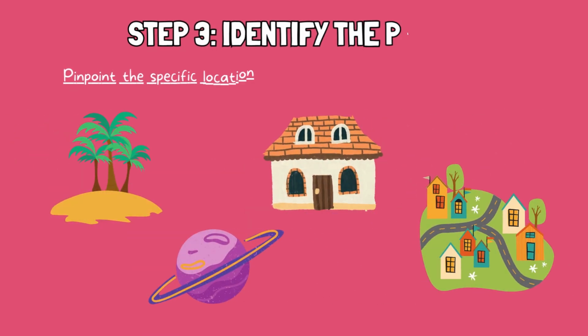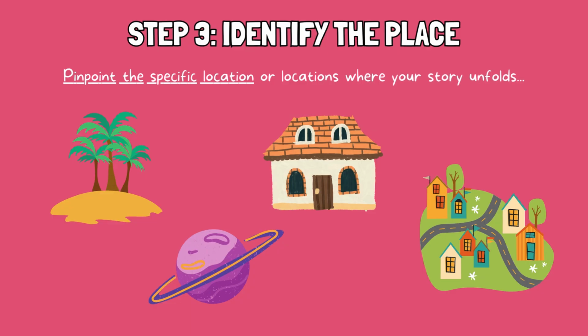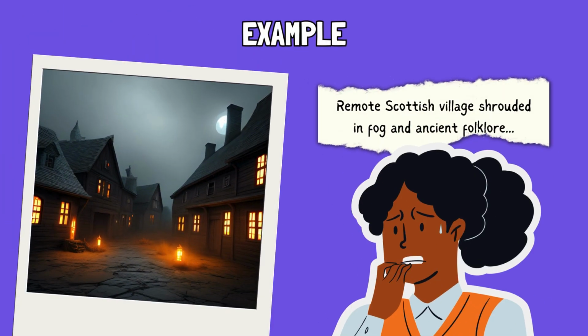Step 3. Identify the place. Pinpoint the specific location or locations where your story unfolds. This could be a city, town, country, an imaginary world, or even different settings throughout the narrative. Consider the geographical and cultural characteristics of these places. For example, a story set in a remote Scottish village shrouded in fog and ancient folklore.